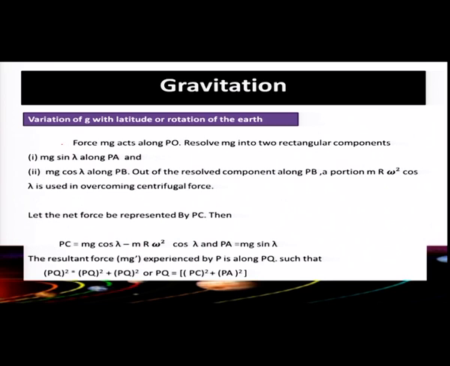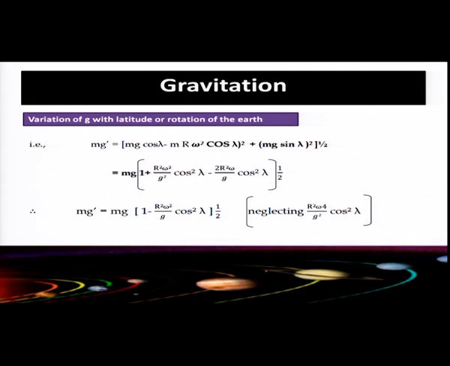Let us represent the net force by PC. Then PC is equal to mg cos lambda minus m r omega squared cos lambda, and PA is equal to mg sin lambda. We will calculate the resultant force. The resultant force PQ is the square root of PC squared plus PA squared, from the diagram. Therefore mg dash is equal to the square root of (mg cos lambda minus m r omega squared cos lambda) whole squared plus (mg sin lambda) whole squared.